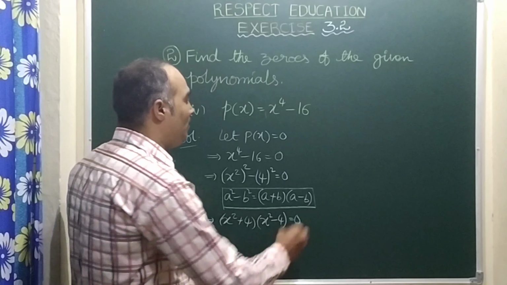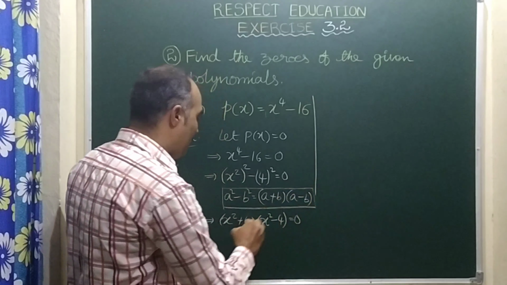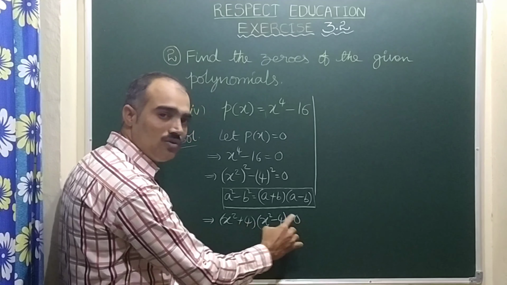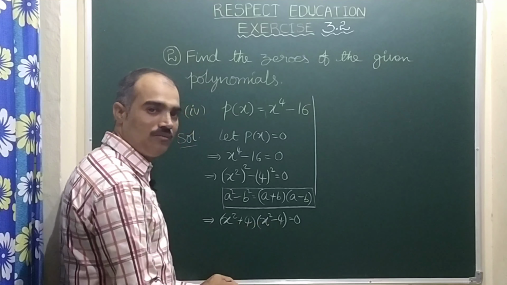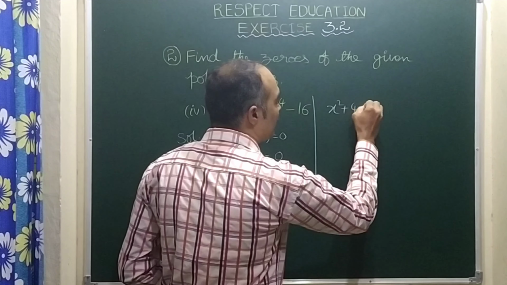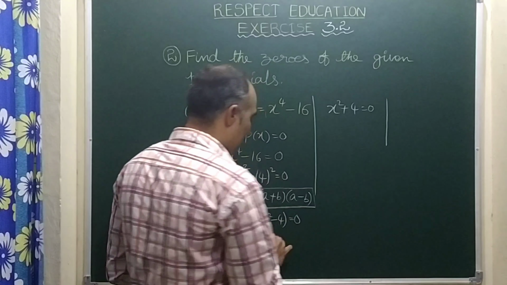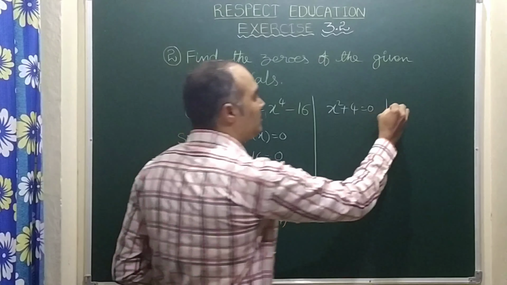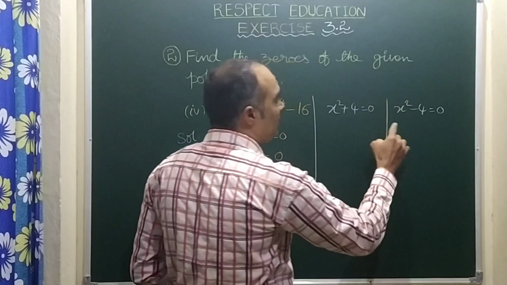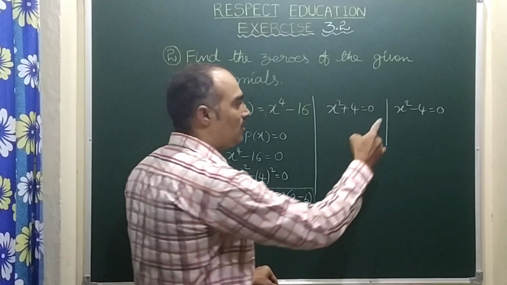Right? Now here let us take the product of two polynomials is 0. So individually each one can become 0. So here I am taking either x square plus 4 equal to 0 or x square minus 4 equal to 0. X square minus 4 equal to 0. So first of all, this is very easy to simplify. Let us solve that one.